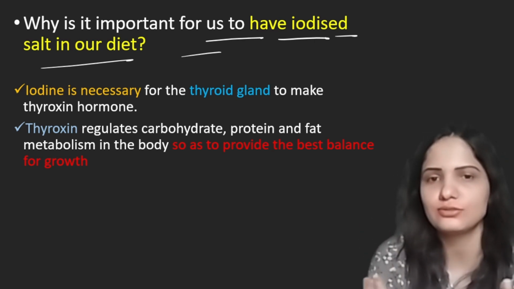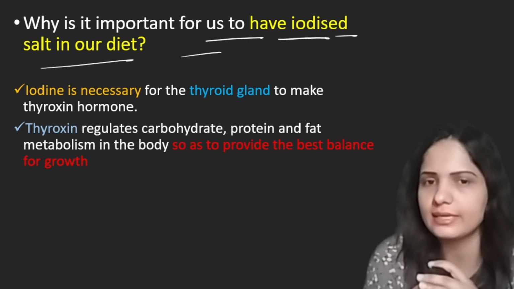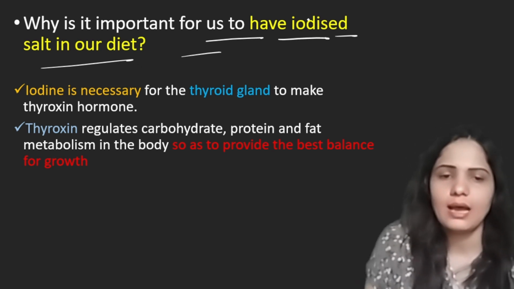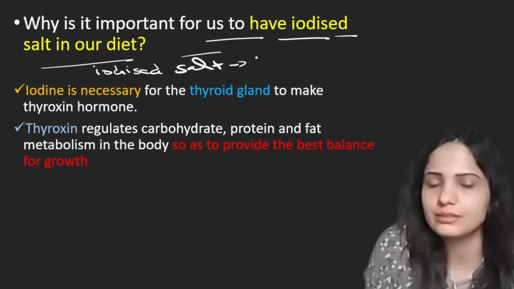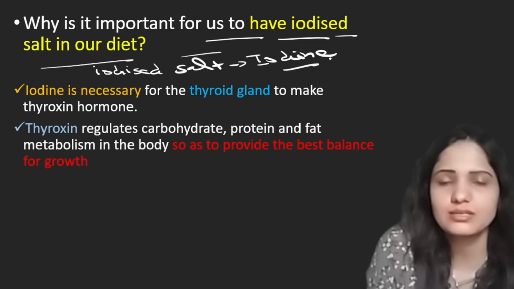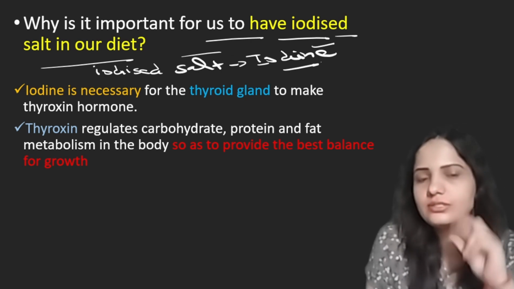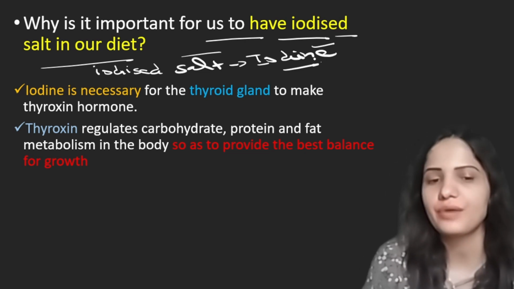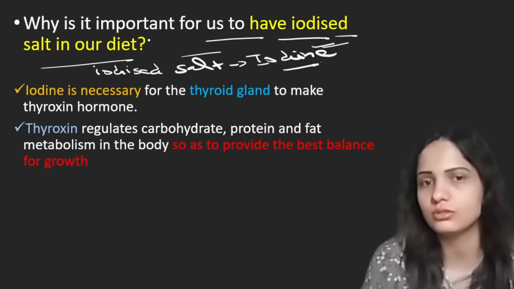So why is it important for us to have iodized salt in our diet? Why does our body need iodized salt? What is the significance of iodine? First you need to know iodized salt means the salt contains iodine. What is iodine? You must have read this in your chemistry book. Iodine is an element, and this element is necessary for our body's functioning. So we have to take this iodine from our diet, and for this purpose we use iodized salt.